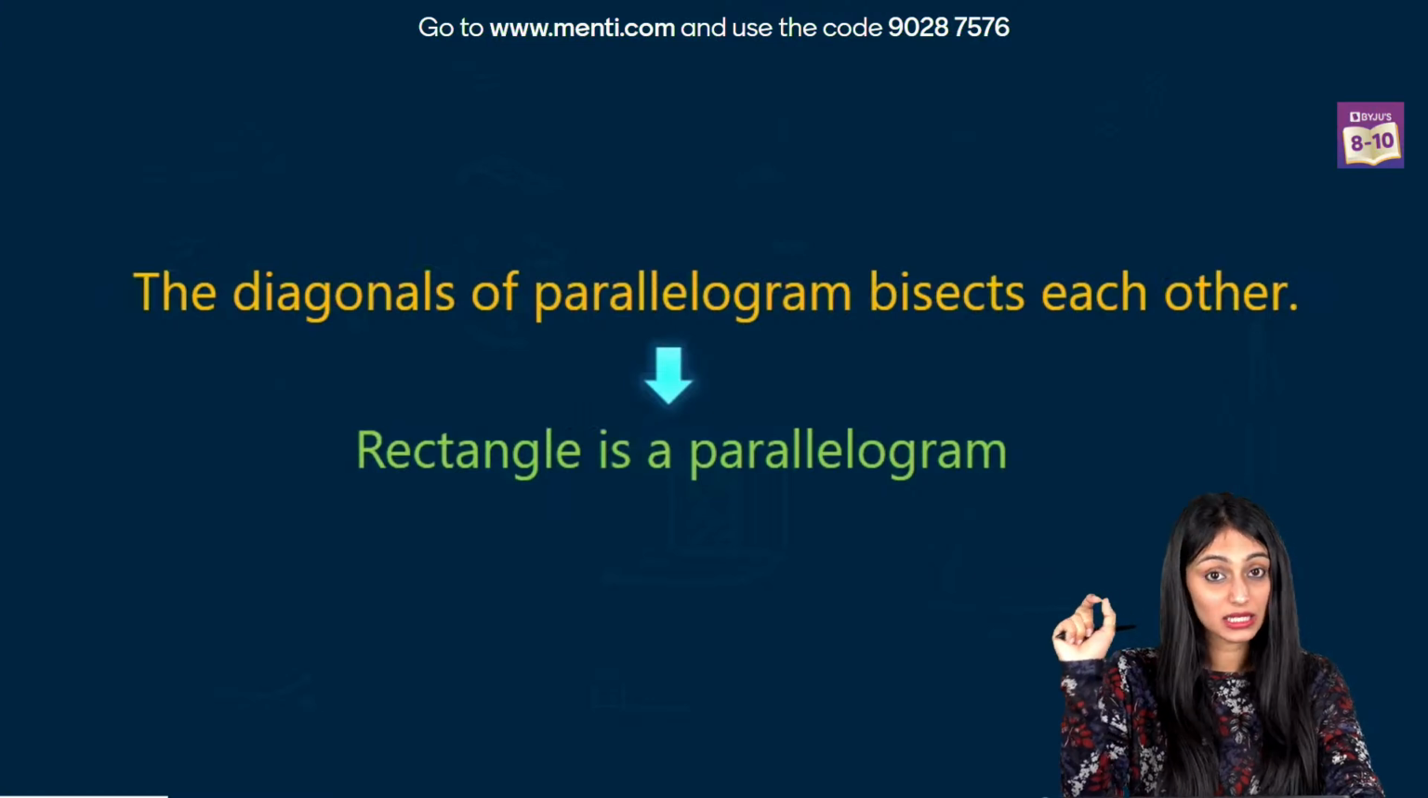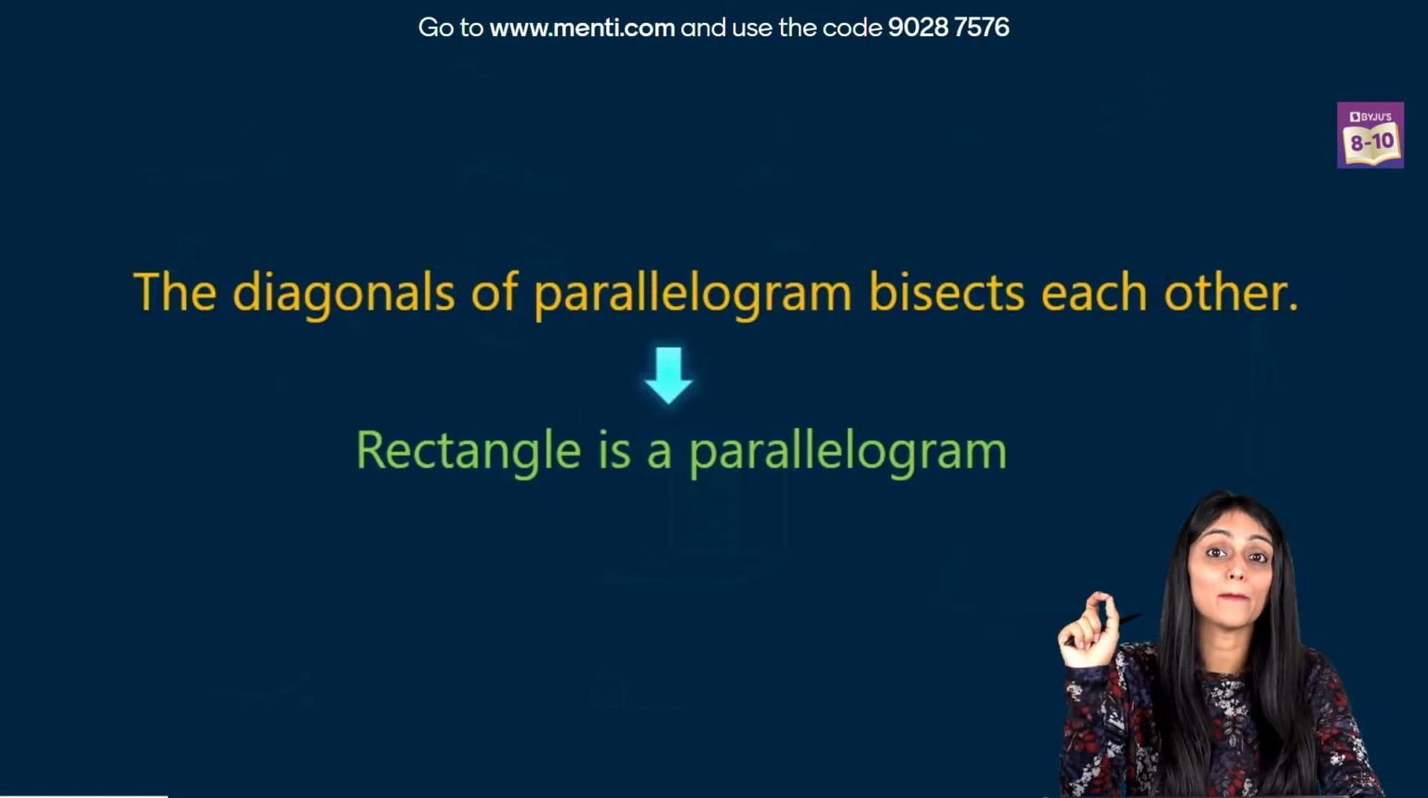The diagonals of a parallelogram bisect each other. Then we can say that the rectangle is a parallelogram.